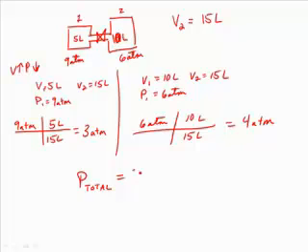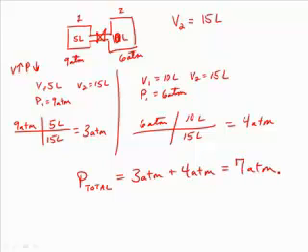Dalton's law said that my P total is going to be the sum of the individual pressures of the two gases that are mixing. So my new pressure would be 7 atmospheres, which is choice C.